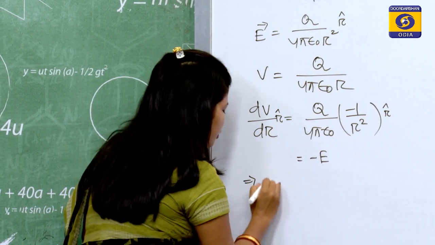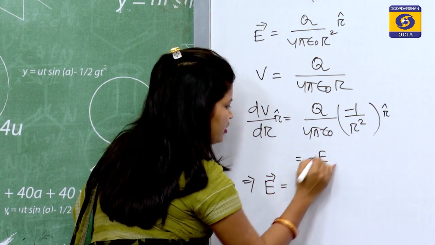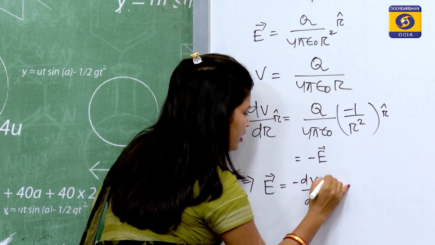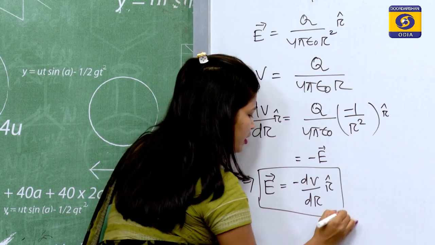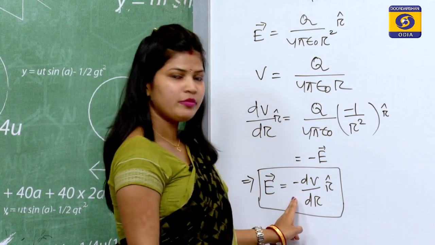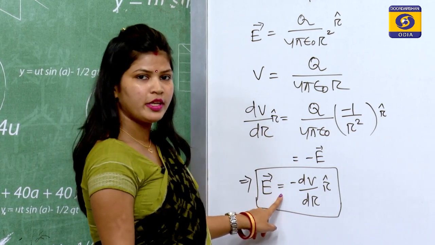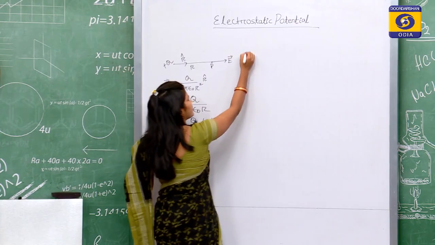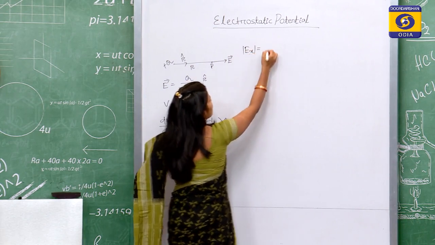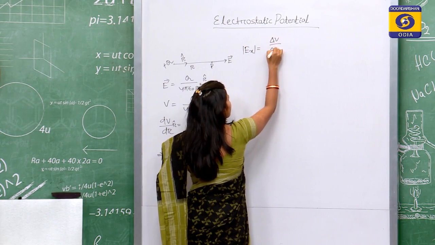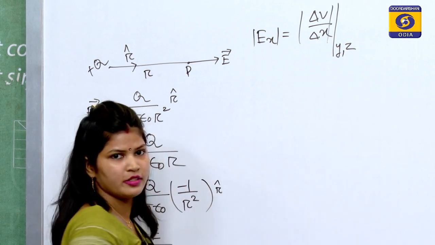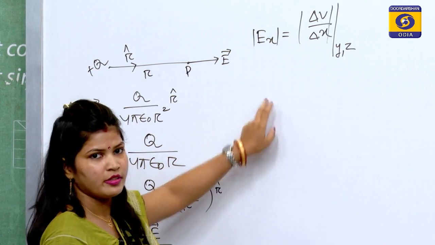So, electric field is equal to minus dV by dr r cap. It is a very important relation, you must remember. Taking the magnitude of electric field in x direction, that is Ex is equal to minus del V by del x when y and z are constant, like this in y and z direction.